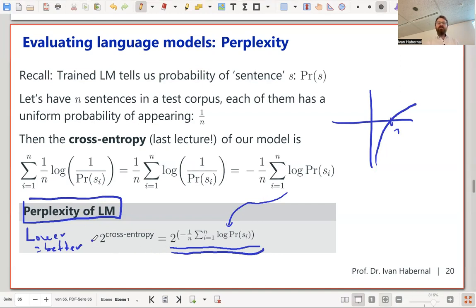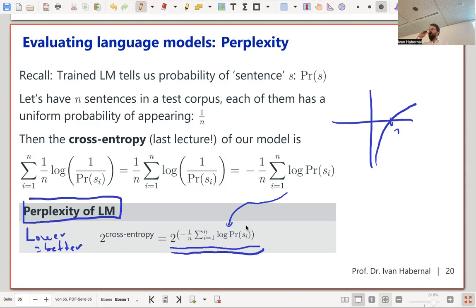Okay, and this is the perplexity of a language model. So it's saying, on average, how many words could be confused in the next prediction, something like that. But it's not really important. So the lower perplexity, the better, and that's how you evaluate it on the test data. Okay. Yes.